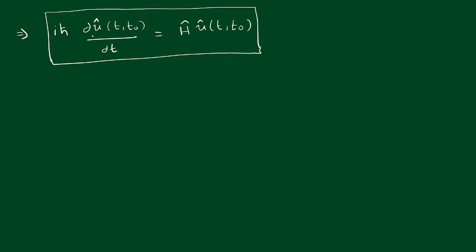Okay, you can see that it is the same form as the Schrodinger equation. Here, in place of psi of x, you have U of t comma t0. Okay, that's the same thing. Right, not exactly the same thing, but it has the same content. All right, I'll show you that it has the same content.